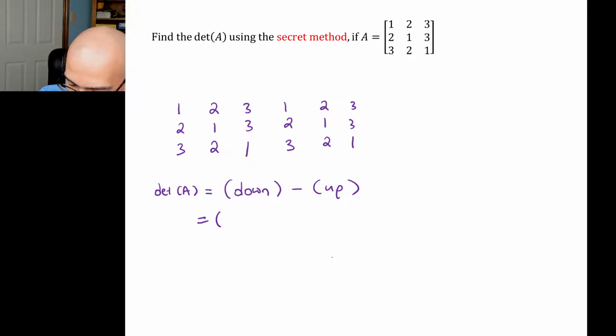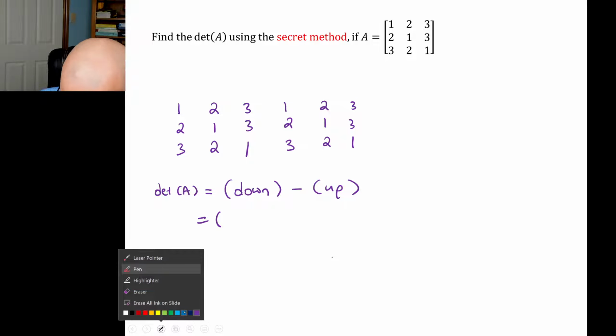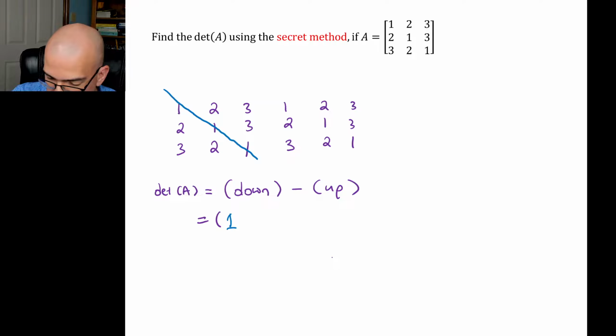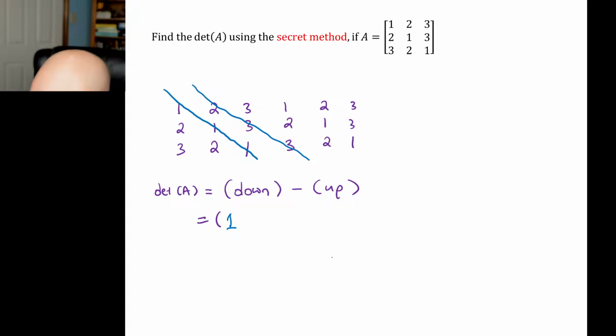So here's the down products. The first down product is 1 times 1 times 1, which is 1. The second down product is 2 times 3 times 3. So 2 times 3, 6 times 3 again, 18. And the third and last down product is 3 times 2 times 2. So plus 12.